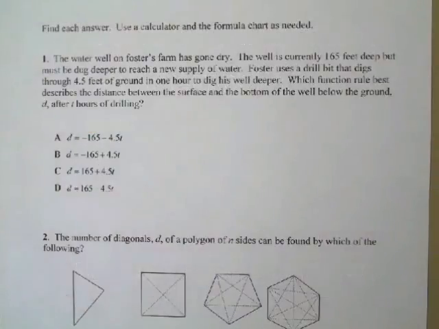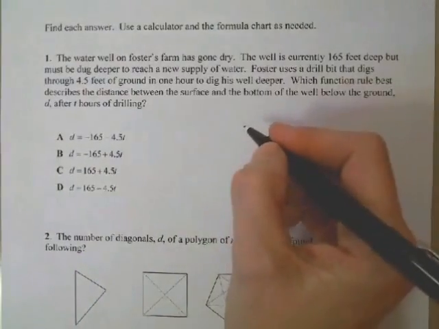The water well on Foster's farm has gone dry. The well is currently 165 feet deep, but must be dug deeper to reach a new supply of water. Foster uses a drill bit that digs through 4.5 feet of ground in 1 hour to dig his well deeper. Which function rule best describes the distance between the surface and the bottom of the well below the ground, D, after T hours of drilling?